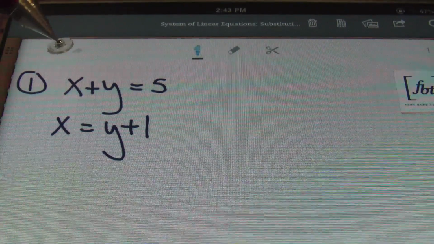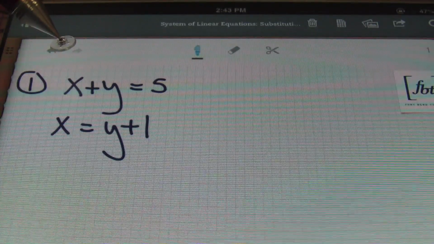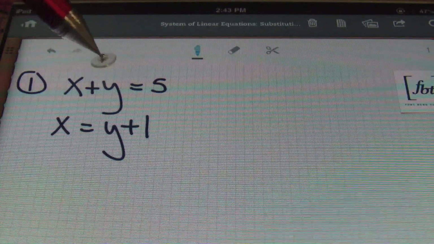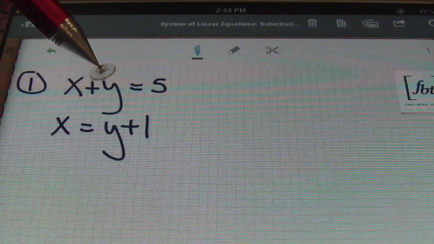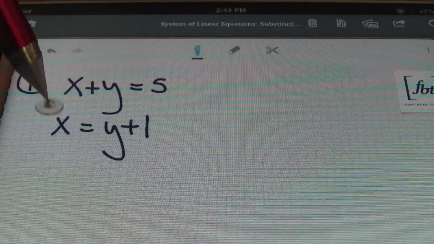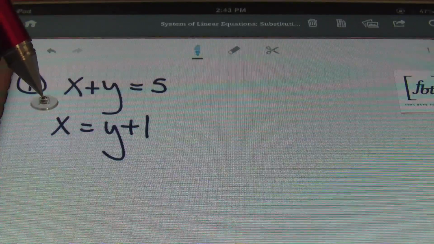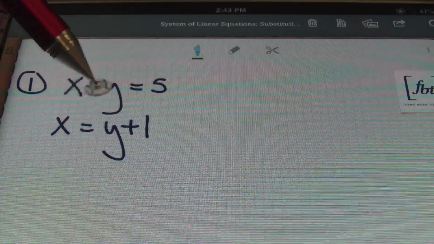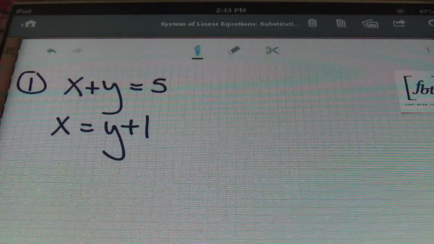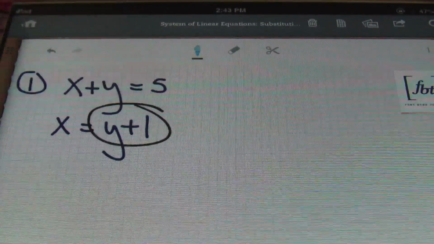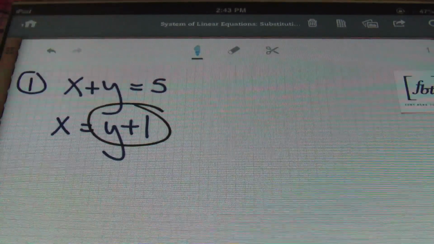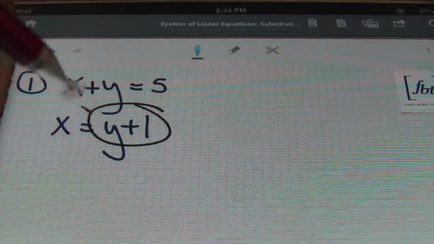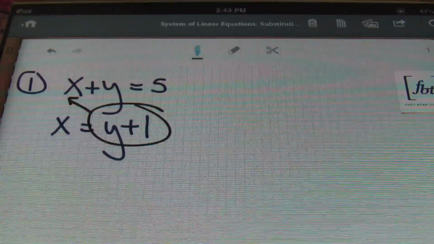In an ideal substitution problem, one of the four variables that you may have will be already solved for. So if you notice, I have an x and a y in the first equation and an x and a y in the second equation. However, in the second equation, this variable x has already been solved for. It's isolated. It's by itself on one side of the equal sign. It's telling me that y plus 1 equals x. So I can say x equals y plus 1, and therefore I'll be able to substitute this value of x into the first equation.